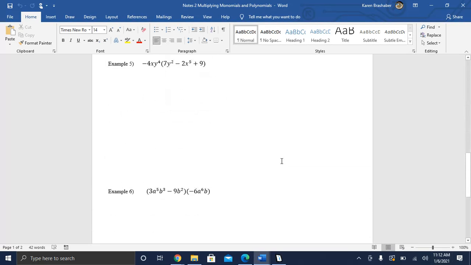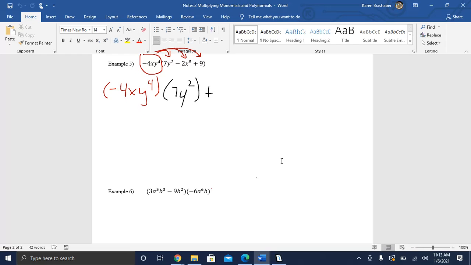So on this back side, we have 2 more problems where we are distributing a monomial factor. So I have negative 4x y to the 4th. And so I'm going to be multiplying it by this polynomial, which has 3 terms. So negative 4x y to the 4th, first of all, multiplied by the 7y to the 2nd. Then I'll put a plus sign.